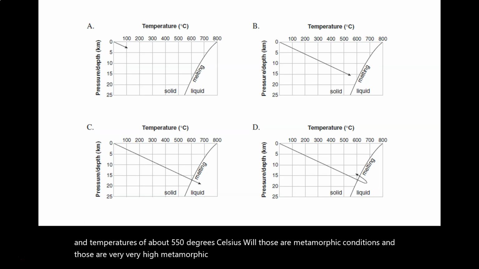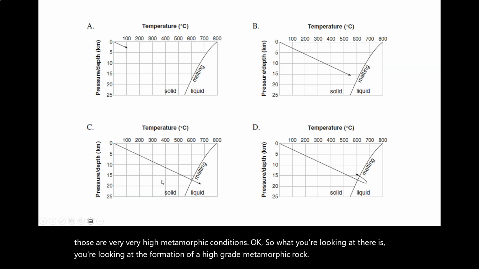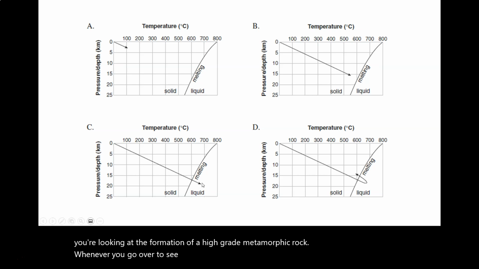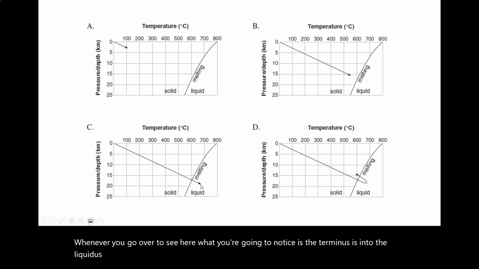Okay, so what you're looking at there is the formation of a high-grade metamorphic rock. Whenever you go over to C here, what you're going to notice is the terminus is into the liquidus stage. So you're not even making a rock here, you've actually melted the rock. So under these conditions, you have actually made magma.